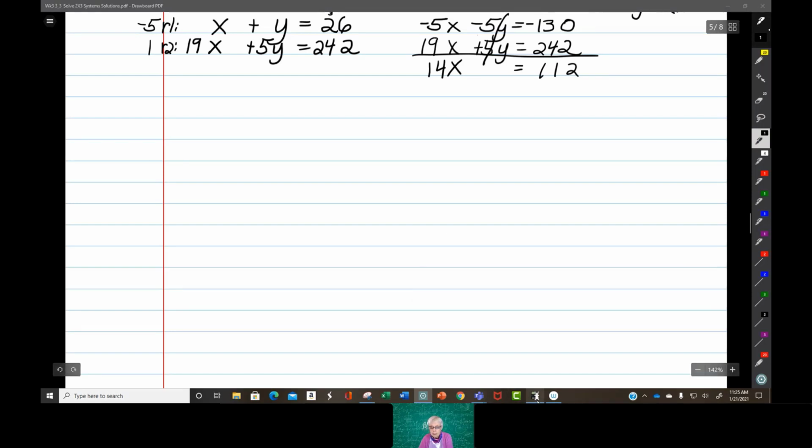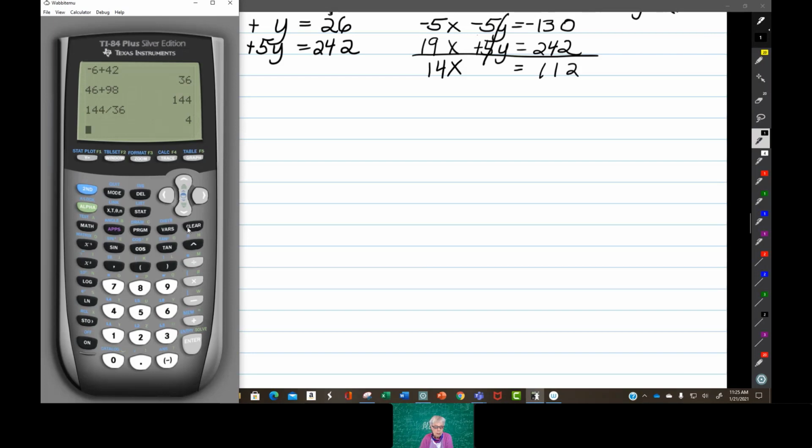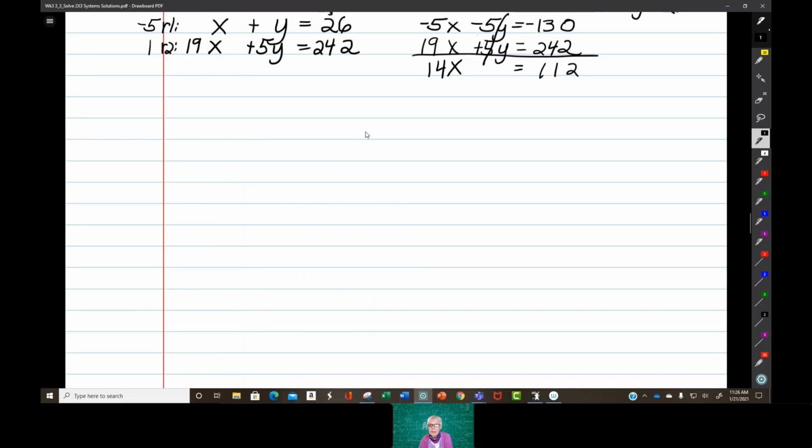But let's make absolutely sure. Negative 130 plus 242 is 112. And while I'm at it, negative 5 times 26 is negative 130. Yay. Okay, just making sure. Okay, now I'm going to divide by 14. And I'm going to divide by 14. So, calculator, come on back.